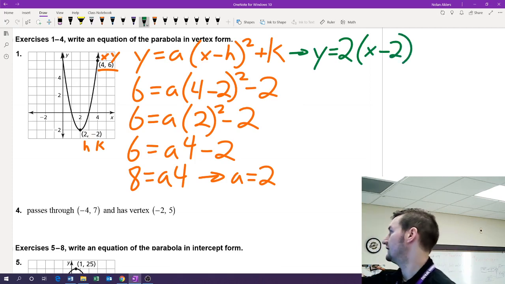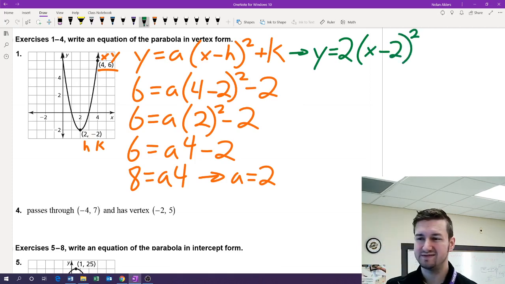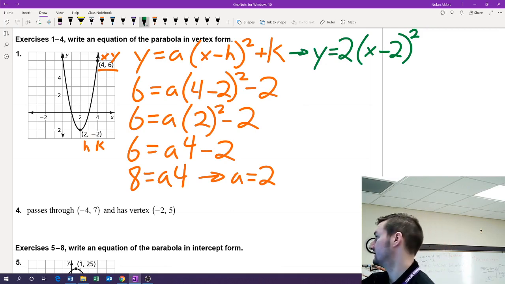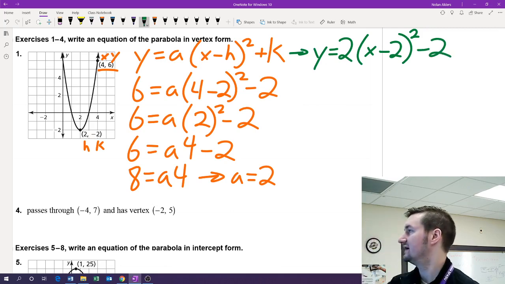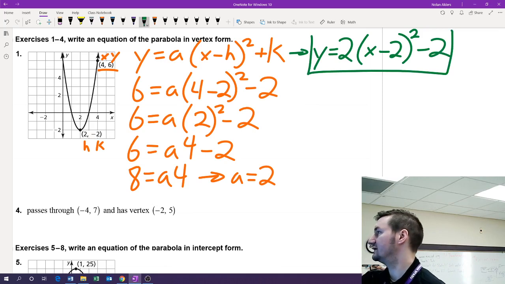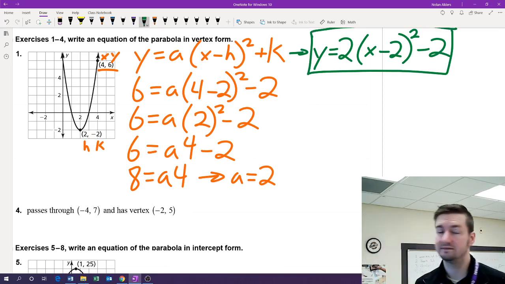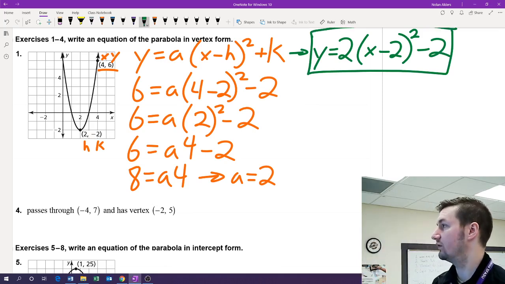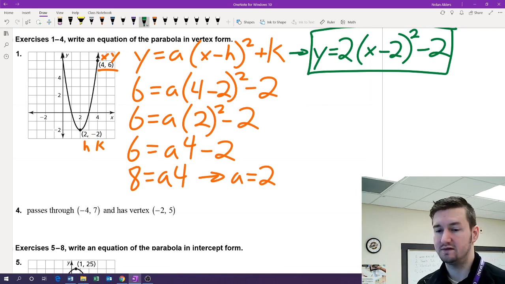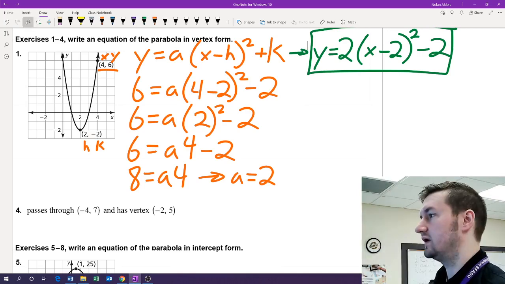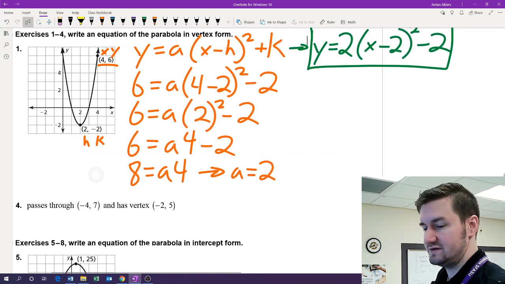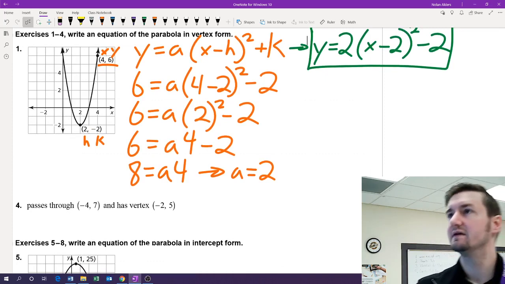And then squared. And then plus k. K was -2, so we can just write a -2 down here on the end. And this right here, ladies and gentlemen, is the equation.